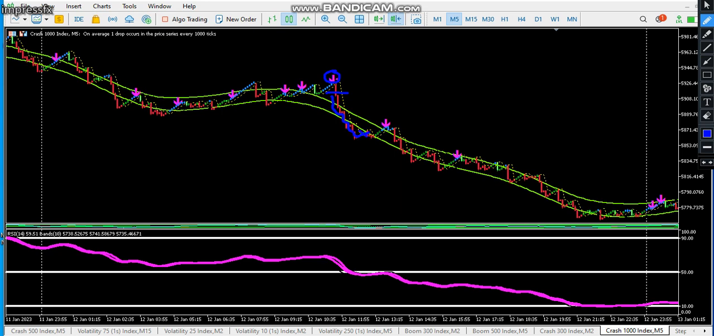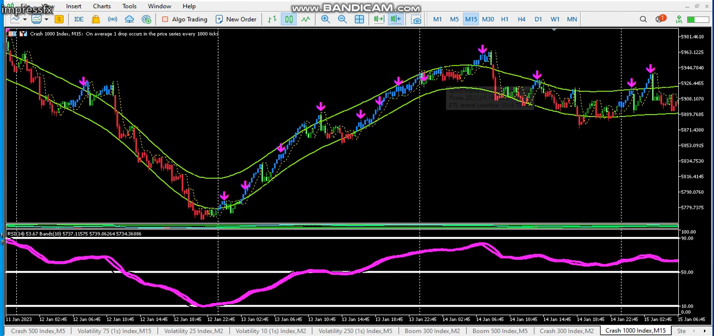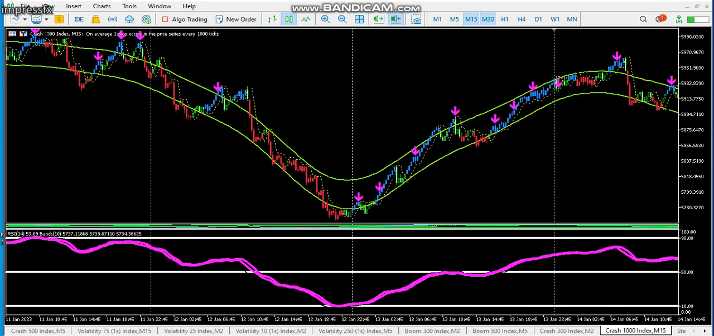So that is it, guys. It's very easy to use. You don't have to sweat yourself. All you have to do is wait. Normally, using 15 minutes is ideal if you have the time to wait. If you have the time, you can use 15 minutes, 5 minutes, even 30 minutes.